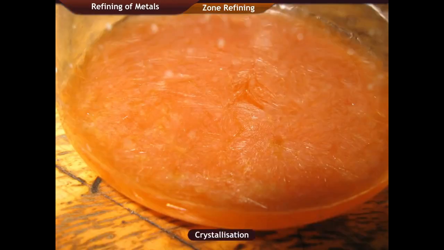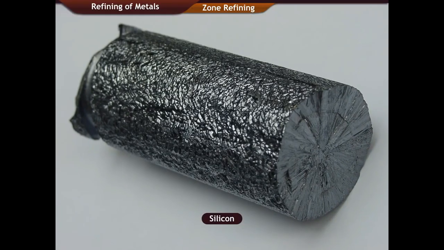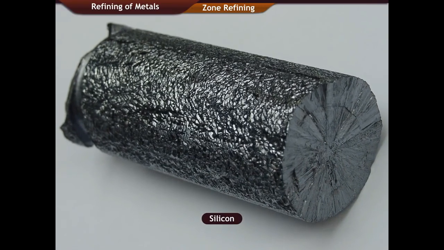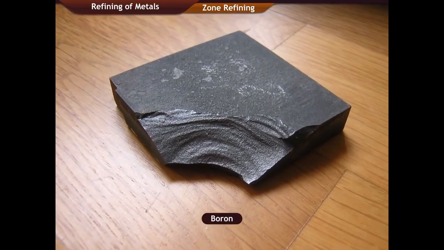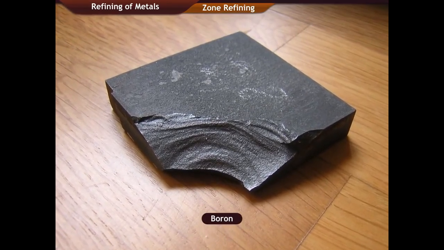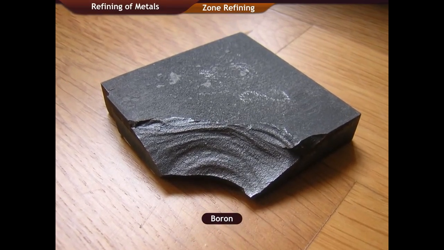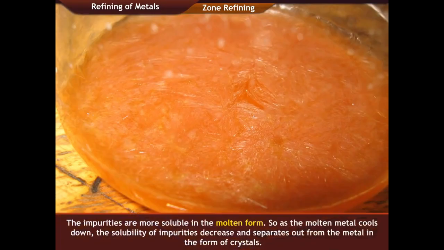If impurities are present in traces, the principle of fractional crystallization is followed. The refining of semi-metals like silicon, boron, etc. is carried out by the zone refining method. The impurities are more soluble in the molten form. So as the molten metal cools down, the solubility of impurities decreases and they separate out from the metal in the form of crystals.